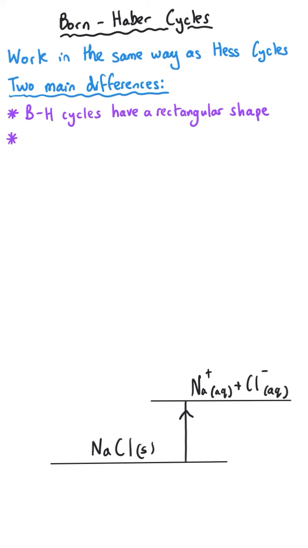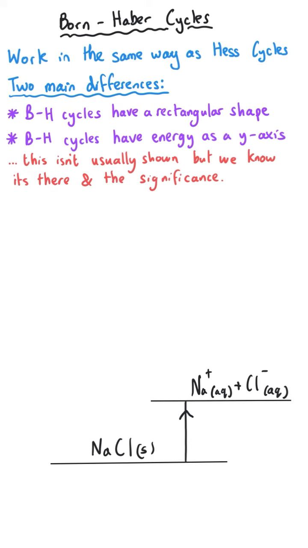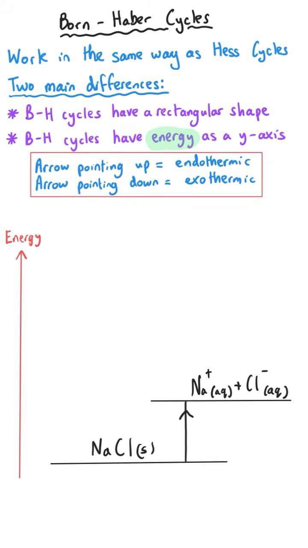The second difference is that we actually have a y-axis to these cycles, and that y-axis is energy. And the significance of this is that the direction that your arrow points in a Born-Haber cycle tells you if this reaction is exothermic or endothermic. In other words, do the chemicals end up with more energy at the end of the reaction, endothermic, or less, which would be exothermic? And so for my example that I've drawn here, this is an endothermic process because the chemicals are gaining in energy and there will be a temperature decrease.